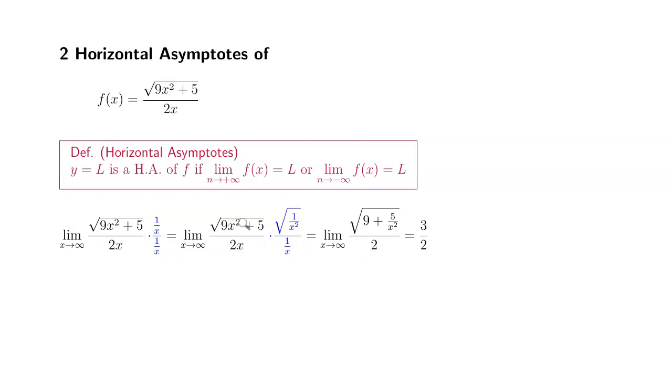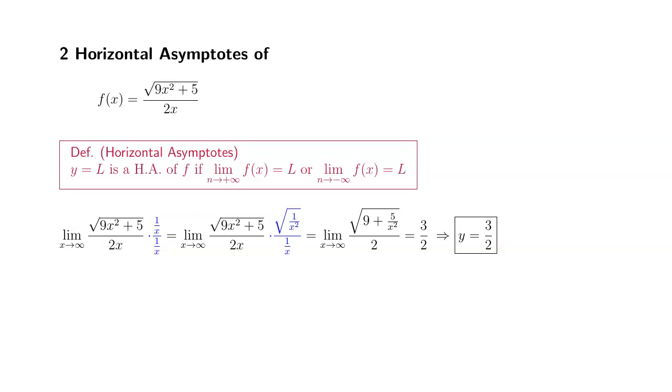These both have square root, so we can put 1 over x squared inside the square root. So 9x squared divided by x squared gives you 9, and 5 divided by x squared gives you 5 over x squared. As x approaches infinity, 5 over x squared will approach 0. So you're left with square root of 9, which is 3, over 2. Since the limit is 3 halves, we know that the horizontal asymptote is y equals 3 halves.